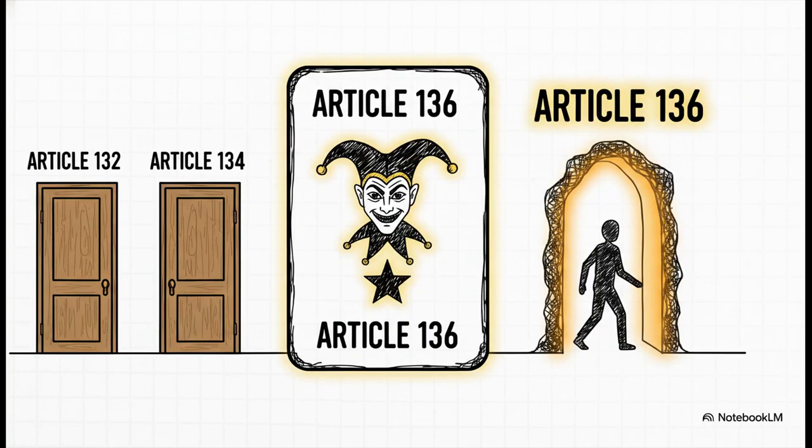So you should think of the special leave petition, or SLP, under Article 136 as the toolkit's wild card. It's this massive discretionary power. If a case doesn't neatly fit into the other appeal categories, constitutional, civil, or criminal, the SLP is that last hope, that final door a person can try to knock on.